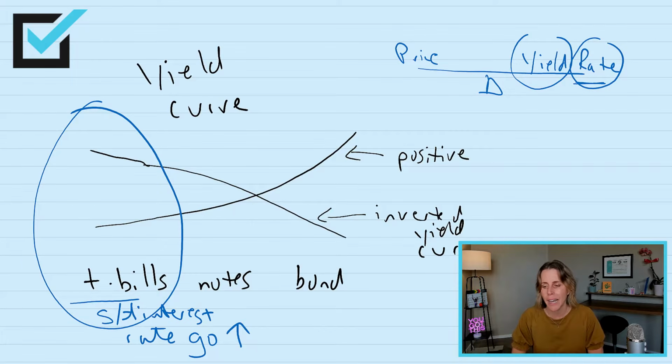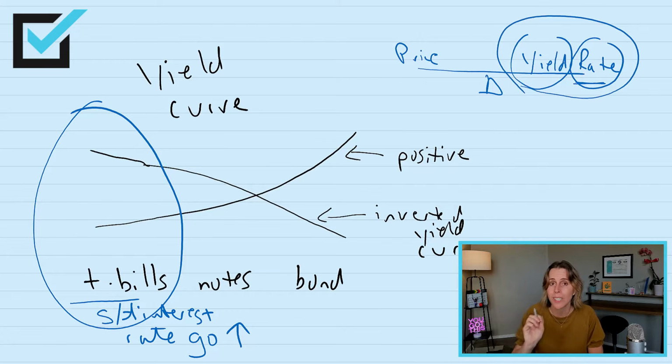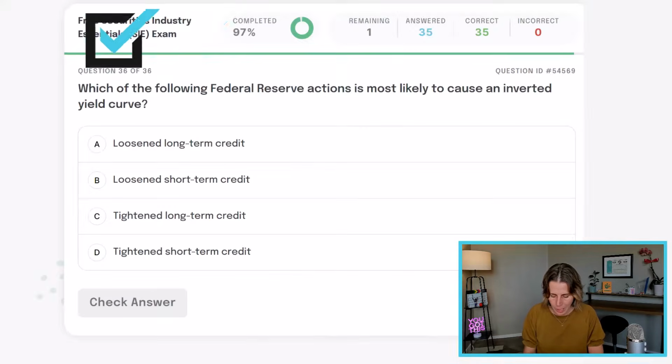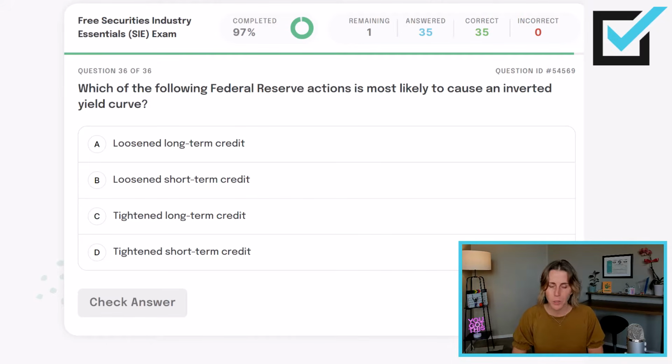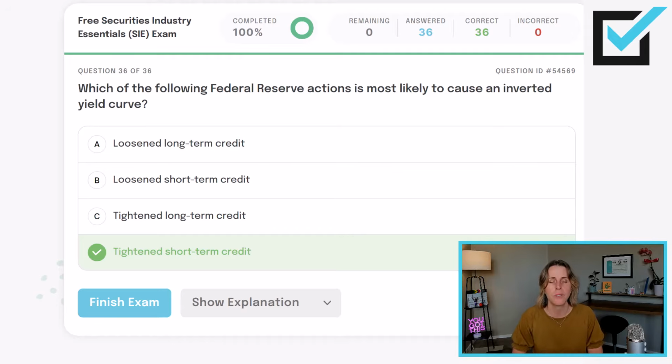Remember, interest rates and yields go together. So let's look at the question again. Is it loosening interest rates that would cause an inverted yield curve? No. Tightening long-term credit or tightening short-term credit. Where were the yields highest, in the long run or in the short run? In the short run. So of these four, the most likely cause of an inverted yield curve would be tightened short-term credit, a fancy way of saying short-term interest rates have been increased by the Federal Reserve. Let's see how we did.